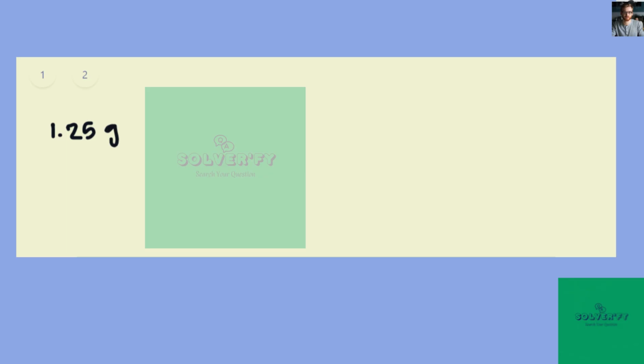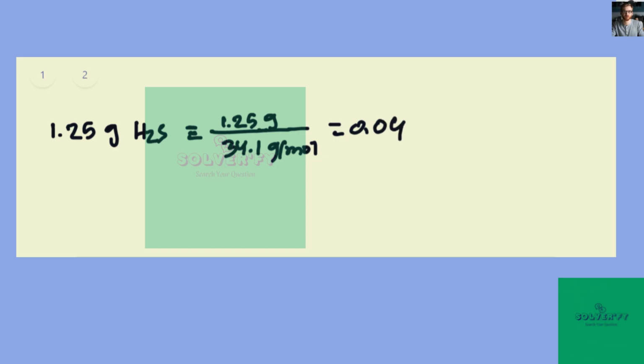So 1.25 gram hydrogen sulfide in number of moles will be 1.25 gram over the molar mass of H2S, which is 34.1 gram per mole, and it will give us a value of 0.04 mole.